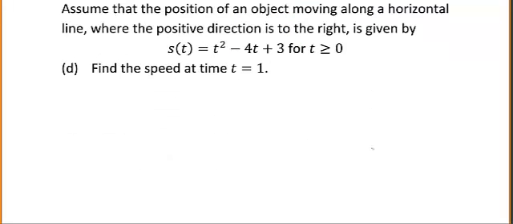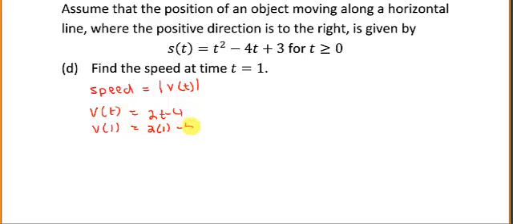So we can define the speed as the absolute value of the velocity. It doesn't matter whether velocity is positive or negative, just how big is the number on it. So at time t is equal to 1, if we recall, the velocity was 2t minus 4, and the velocity at time t is equal to 1 was 2 times 1 minus 4. That was -2. The speed is going to be the absolute value of -2, which is 2.